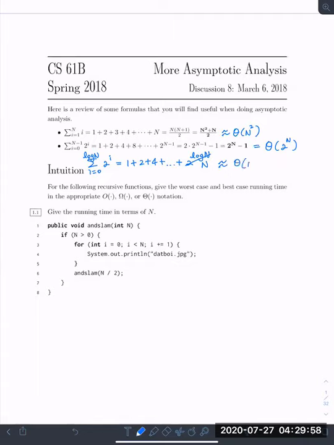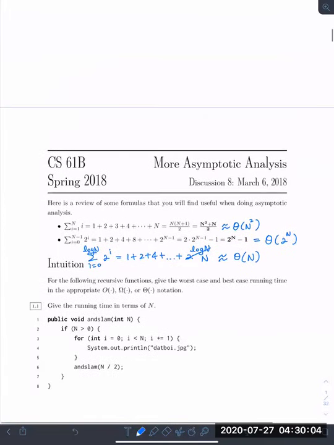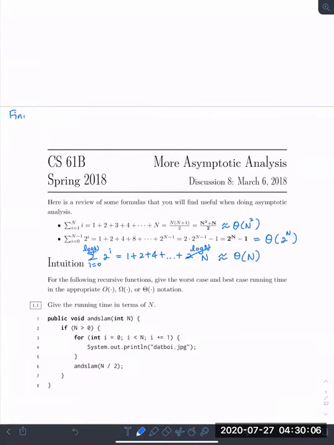And so these are pretty useful formulas to know, as well as some geometric sum formulas. So there's the finite geometric series formula, which is a1 times 1 minus r to the n over 1 minus r, where a1 is your first term in the series, and r is the ratio that you're multiplying each term by to get to the next term.